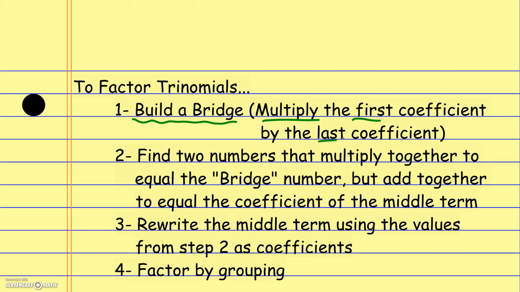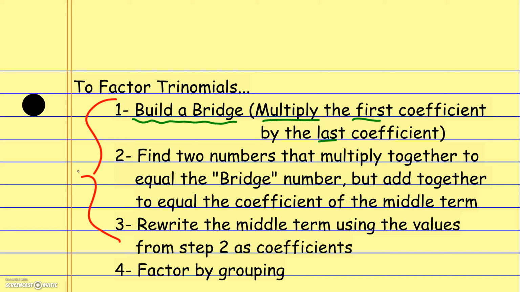After we come up with those 2 magic numbers that multiply to the bridge but add to the middle coefficient, we're going to rewrite the middle term using those values as coefficients, okay? So basically what I'm going to do is take this trinomial, come up with these 2 values, and split the middle term into 2 separate terms. And you see the effect that has when I look at these first 3 steps: I go from 3 terms to 4 terms, okay? So instead of having a trinomial, I rewrite that middle term as 2 separate terms. Now I have 4 terms, which allows me to do factoring by grouping.